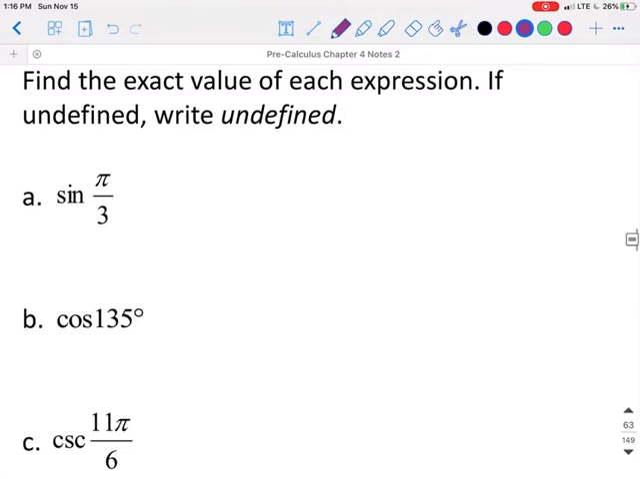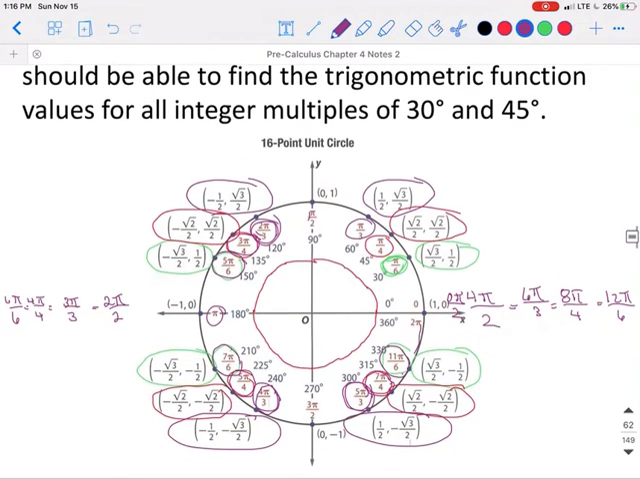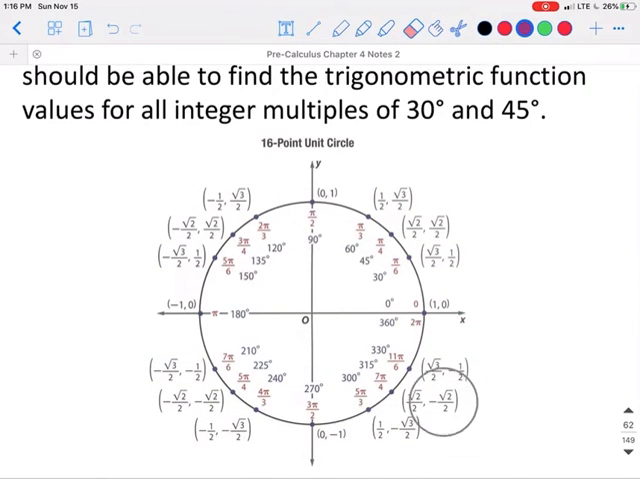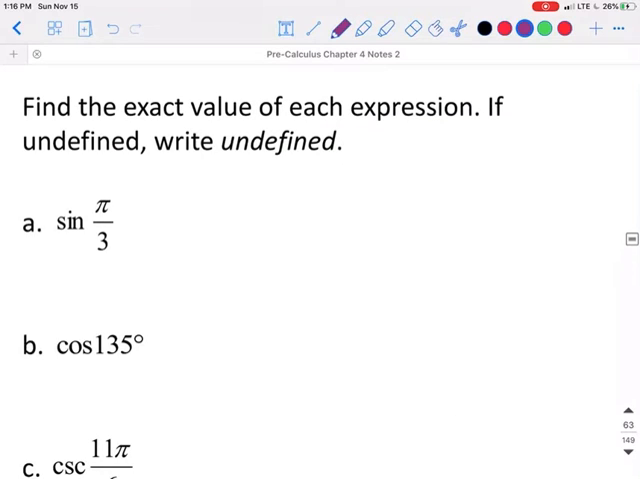So we need to find the exact values from our unit circle, and if none actually exist, we will just write undefined. So if we need to find the sine of pi over 3, let's come back to our unit circle and let's erase all of those marks to make it a little bit easier to read. So the sine of pi over 3 is right here. Now we need to remember that sine is just the y-coordinate. So the y-coordinate at pi over 3 is radical 3 over 2. So the sine of pi over 3 is just radical 3 over 2.